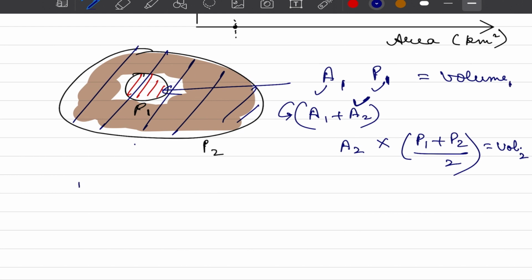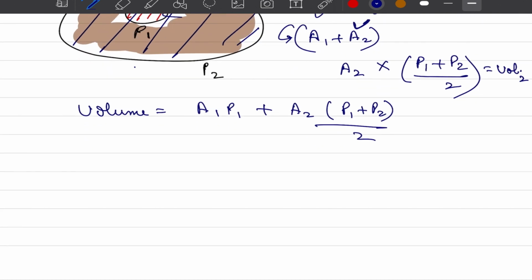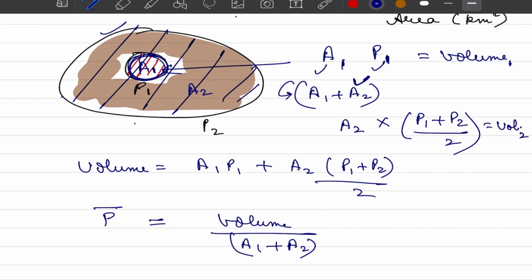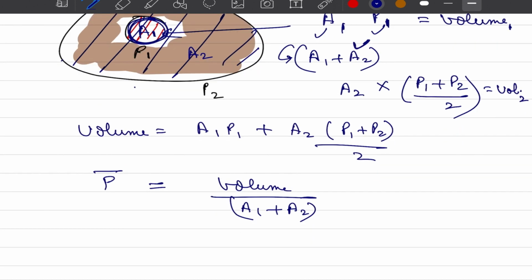Now if we sum up, the total volume of precipitation that has fallen is simply A1 P1 plus A2 into P1 plus P2 divided by 2. And to calculate the average depth of precipitation in the area enclosed in this bigger, outer circle, it would be simply the total volume divided by the area A1 plus A2, where A1 is the inner circle and A2 is just the area outside the inner circle, which we have hatched in brown color.